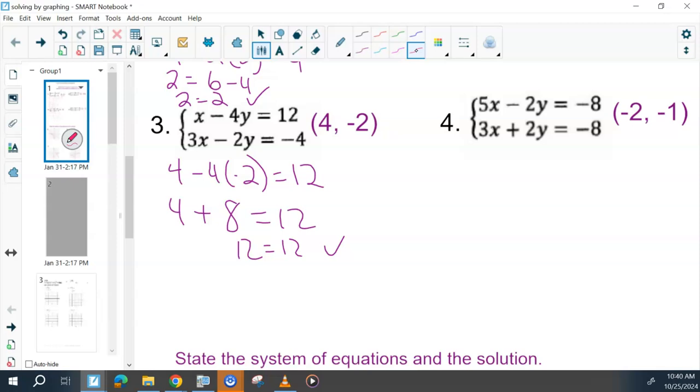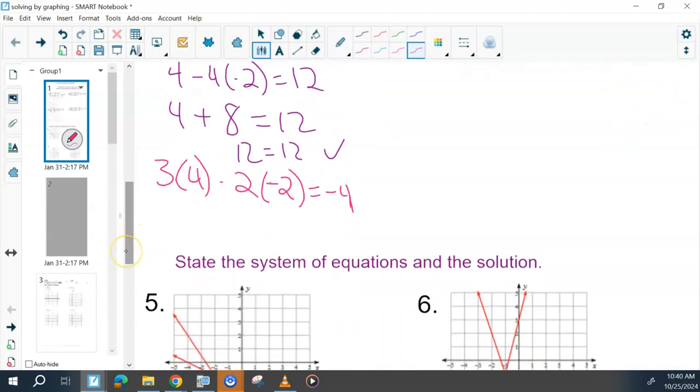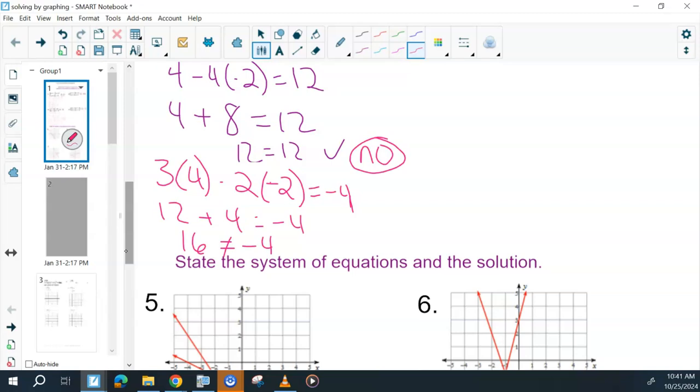Okay. Now let's try the other one. So on this one, you're going to multiply both things. So this would be 12 plus 4. Does 12 plus 4 equal -4? No. Because that would be 16. So because that one did not equal, this is not the solution. That means if we were solving this, something went wrong and I got this answer, but it's not the correct one.